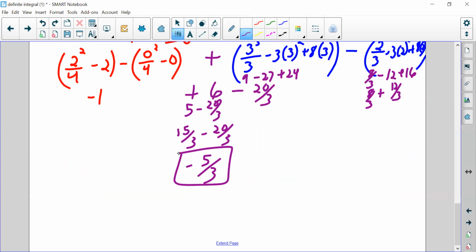And that would be our area of that piece. Now you can do the rest of the problems. So this is our fundamental theorem of calculus part 2, or how to evaluate definite integrals.